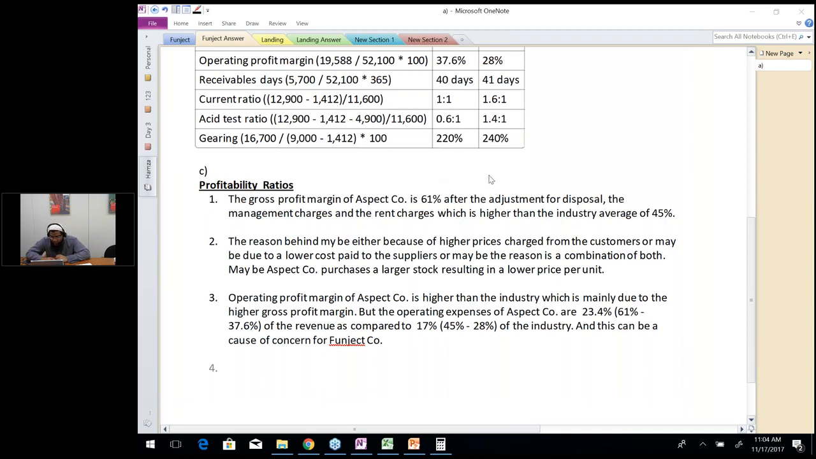Yes, Simran, you can write OP margin. Okay, Hamza Ali, that's good.